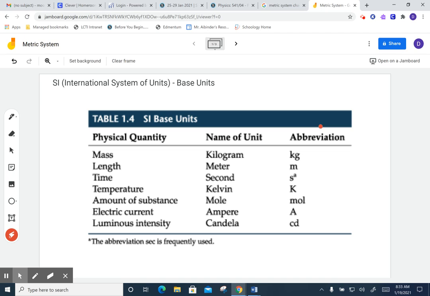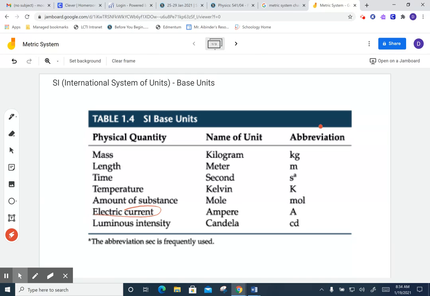The mass is in kilograms. It's abbreviated kg. Length is in meters. It's abbreviated m. Time is given in seconds. Just S. Don't worry about the exponent there. Temperature is in kelvins, not Celsius or Fahrenheit. Okay? Kelvin, K. The amount of a substance, those of you who have taken chemistry will recognize this, is a mole. Okay? And it's abbreviated MOL.